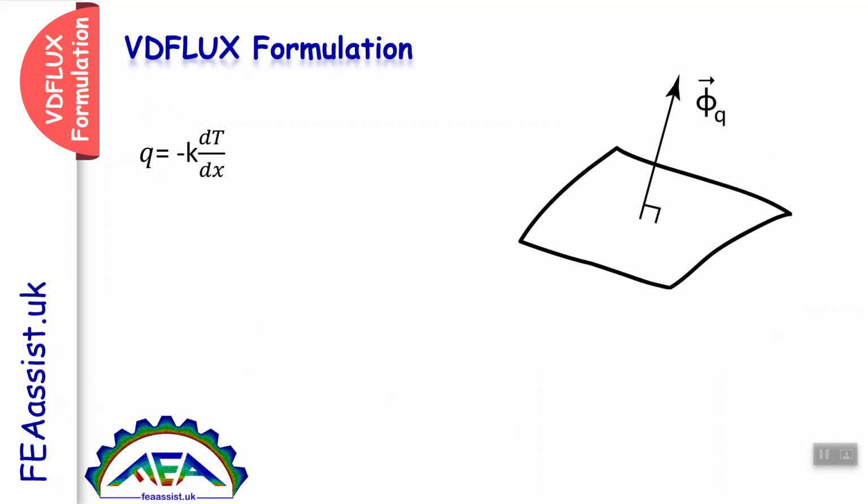Actually, we define flux in heat treatment or heat transfer problems as q equals minus k dT/dx. And for mass diffusion, it is J equals minus D dC/dx, where C is the concentration and D is the diffusion coefficient.